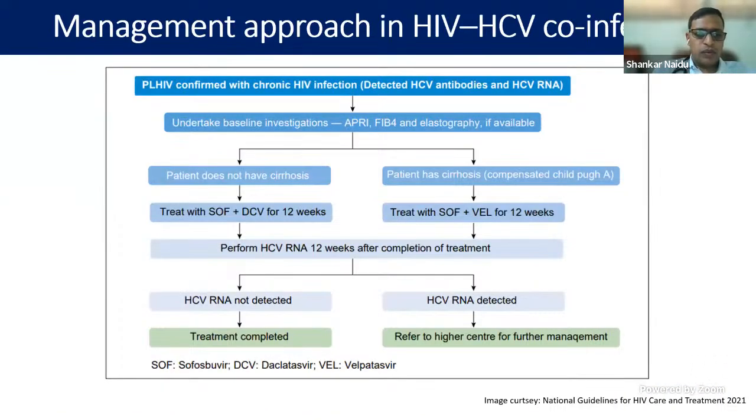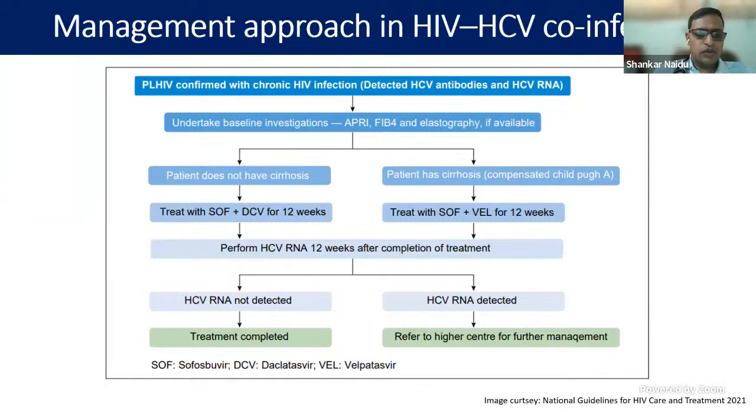So once we do the basic workup for liver dysfunction and we stage the patients as per the Child-Pugh score, and once we know whether these patients have cirrhosis or not, then the treatment regimen can be decided. In patients who do not have cirrhosis, the preferred choice would be sofosbuvir plus daclatasvir for 12 weeks. Whereas patients with cirrhosis with Child-Pugh class A, that is mild or early stages of cirrhosis, are given sofosbuvir plus velpatasvir for 12 weeks or 3 months.